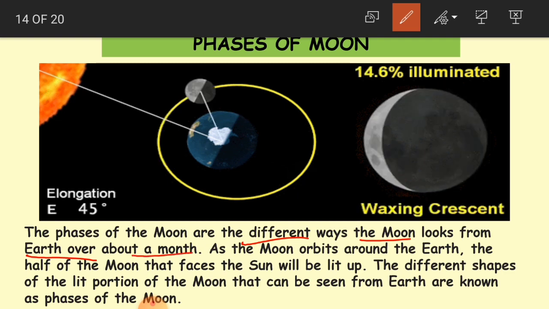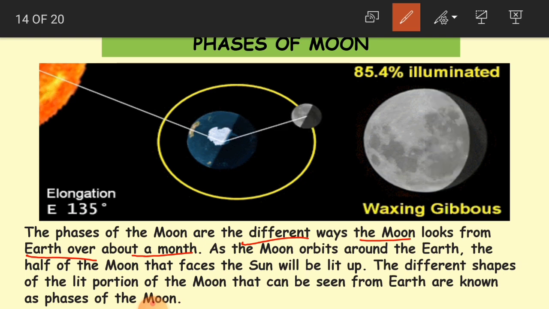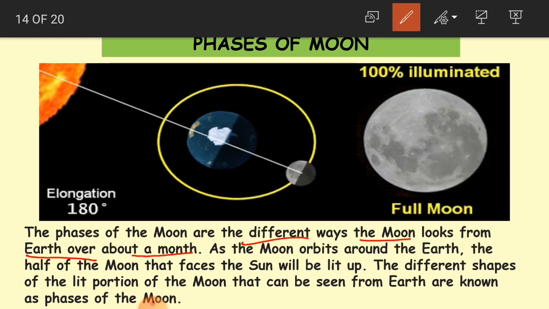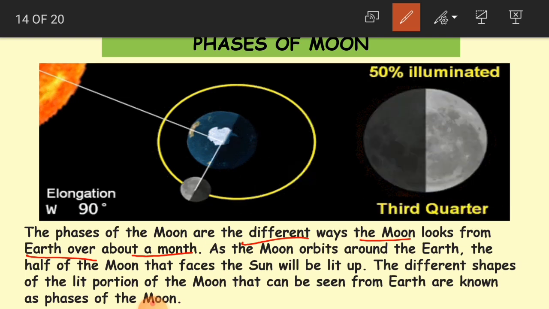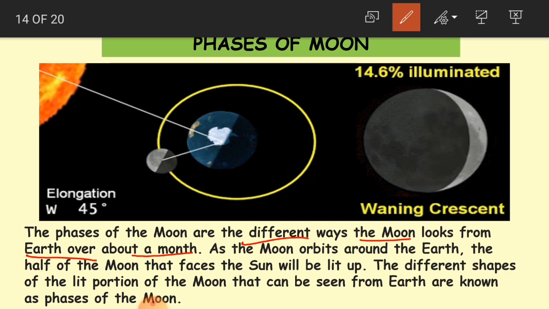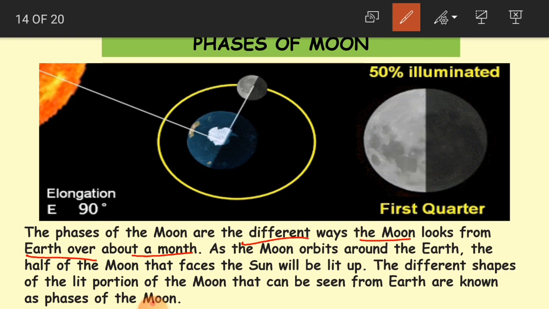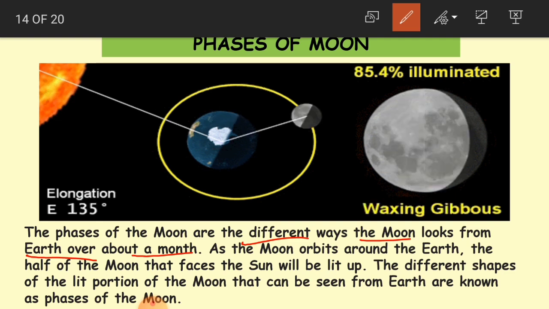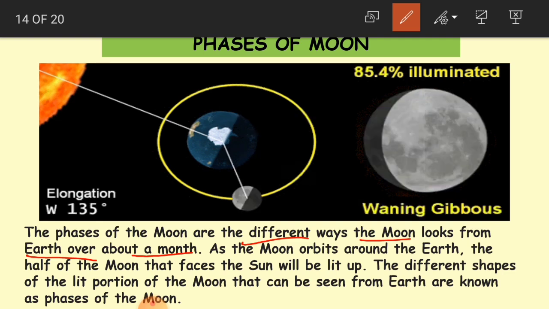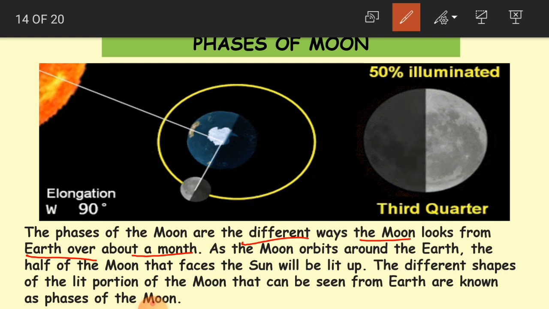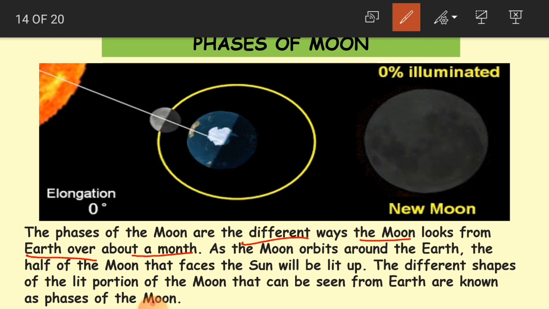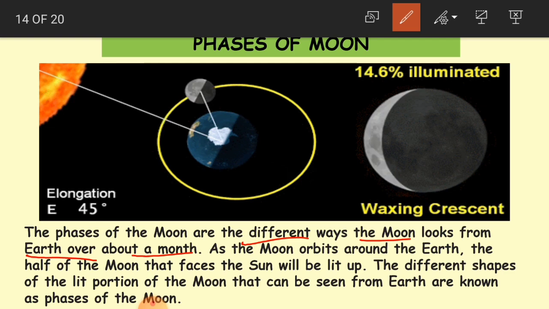See, children, the moon takes a complete 1 month to have these phases. So a new moon, again you will see a new moon after 1 month. Okay, so these are the different ways the moon looks from earth, the different shapes, how we look at the moon from the earth in a month.